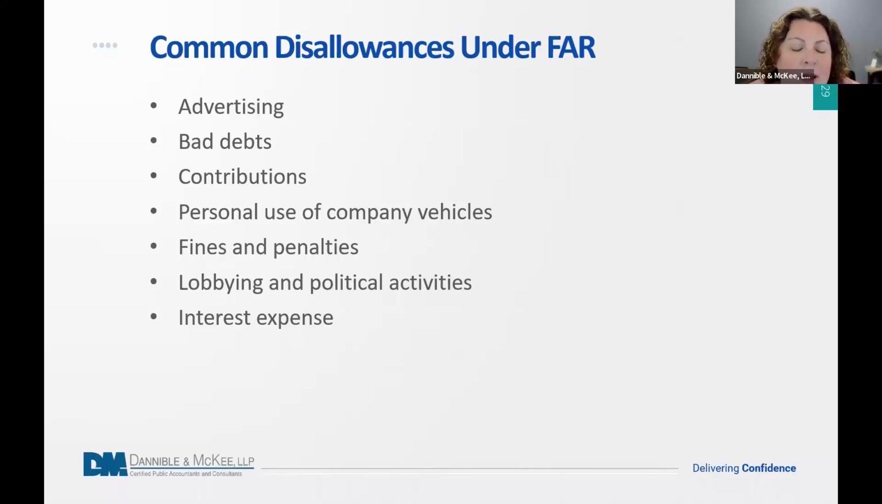And certainly interest expense. If you have a mortgage and you have interest expense, that is not something that the government is going to reimburse you for. They are not going to pay for your financing from the bank.